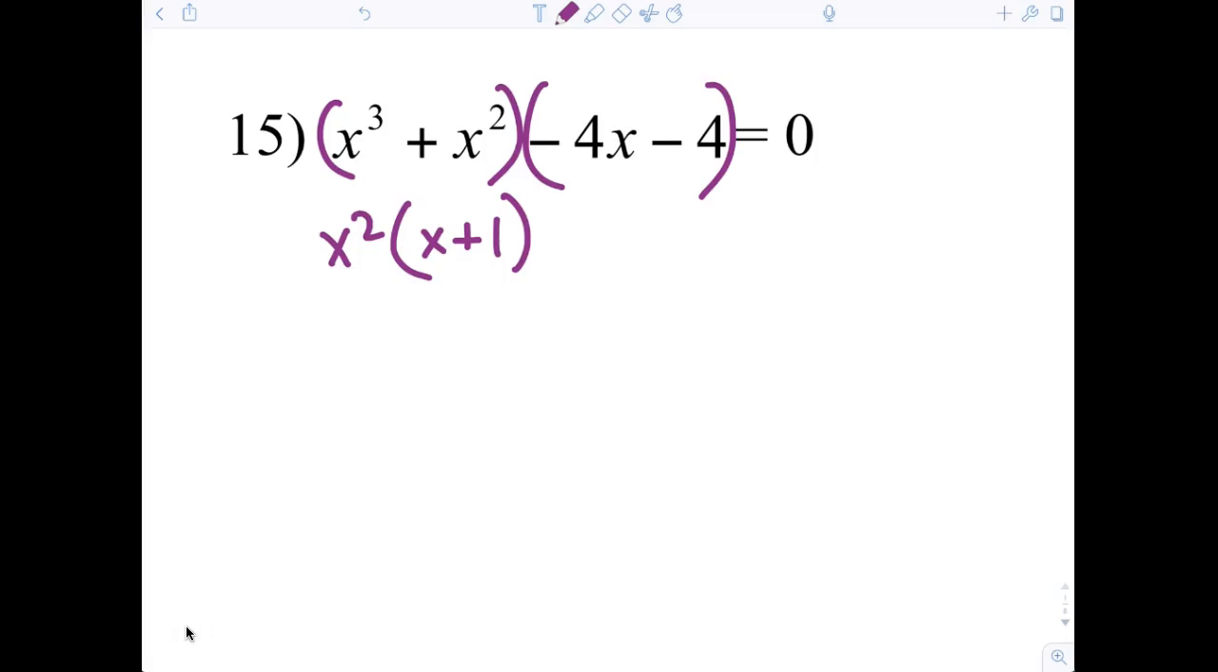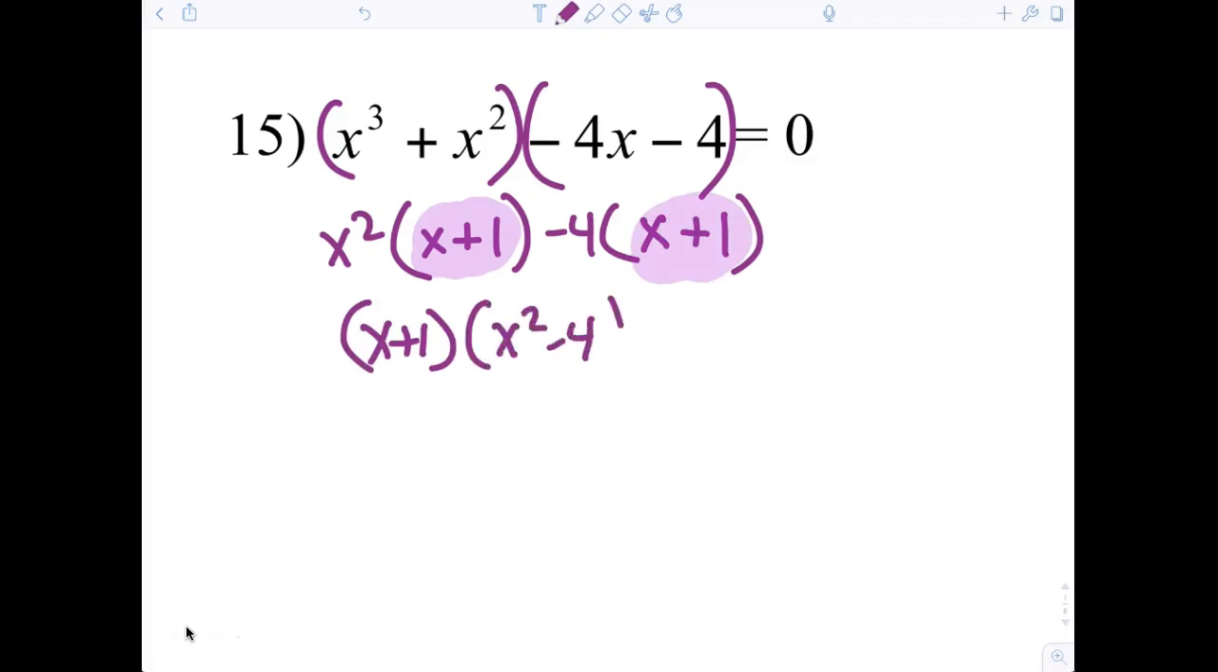Or you can say x squared times x is x cubed, and x squared times 1 is x squared. Now, when the leading coefficient is negative, we have to factor that out. You hear me? So we're factoring out a what? That's right. We're factoring out a negative 4. When I factor out a negative 4, it's x minus 4. First of all, when you factor out a negative, what happens to all the signs? They change. They went from negative to positive. And then you're dividing the numbers. Now you got to practice that. Now, there's a common what? X plus 1. Right? So now it's x plus 1 times x squared minus 4.